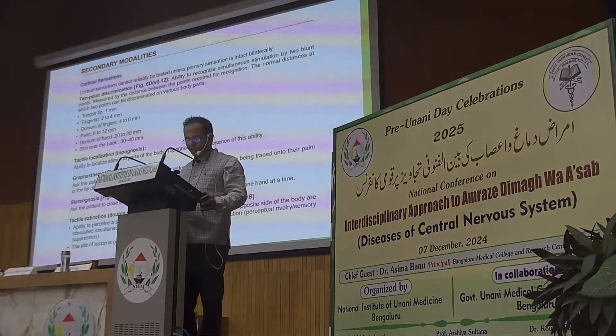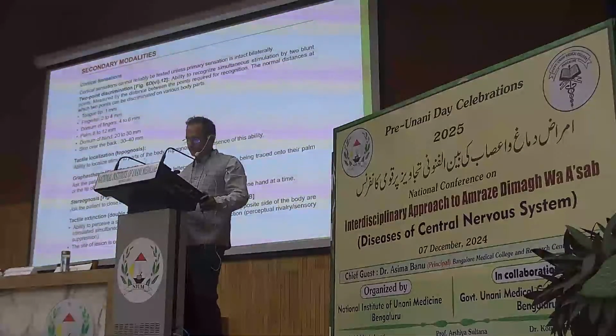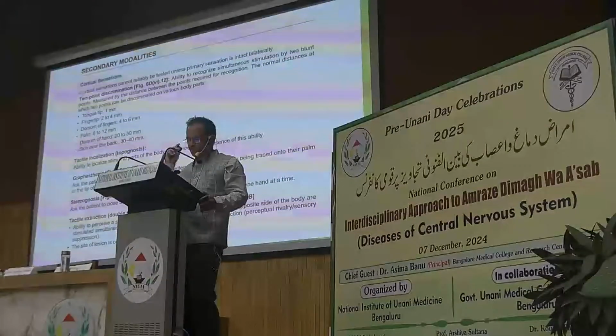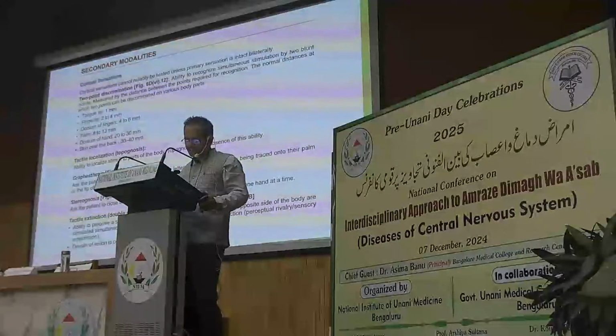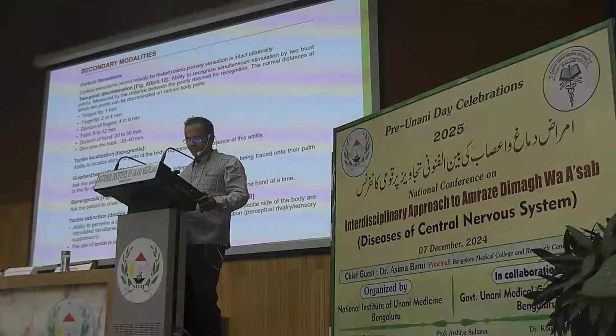So coming to the cortical sensation, what you test is two-point discrimination. You take a compass and stimulate with the compass, and the patient should be able to see that there are two stimuli. The shortest distance one can notice is 1 mm, which usually happens in the tongue. The widest gap, 30 to 40 mm, is the minimum required for the back.